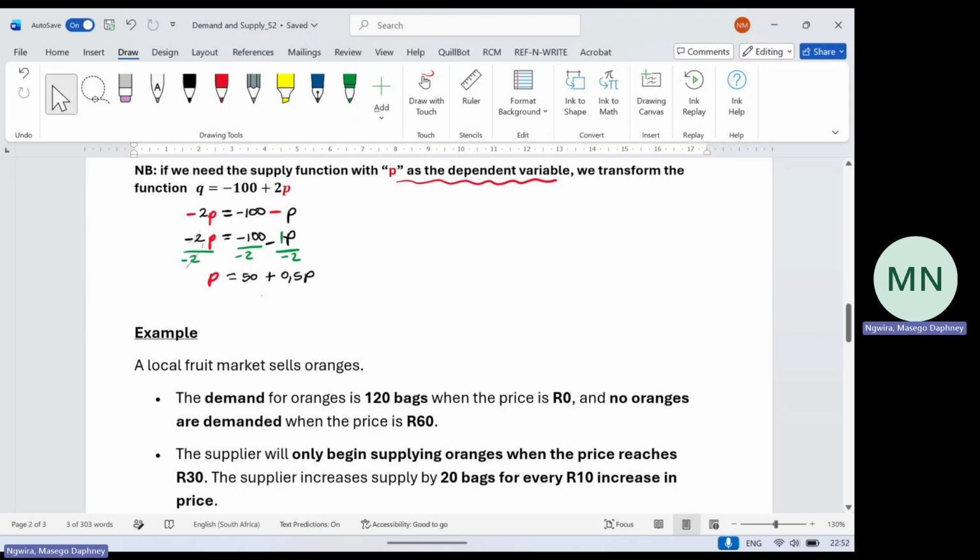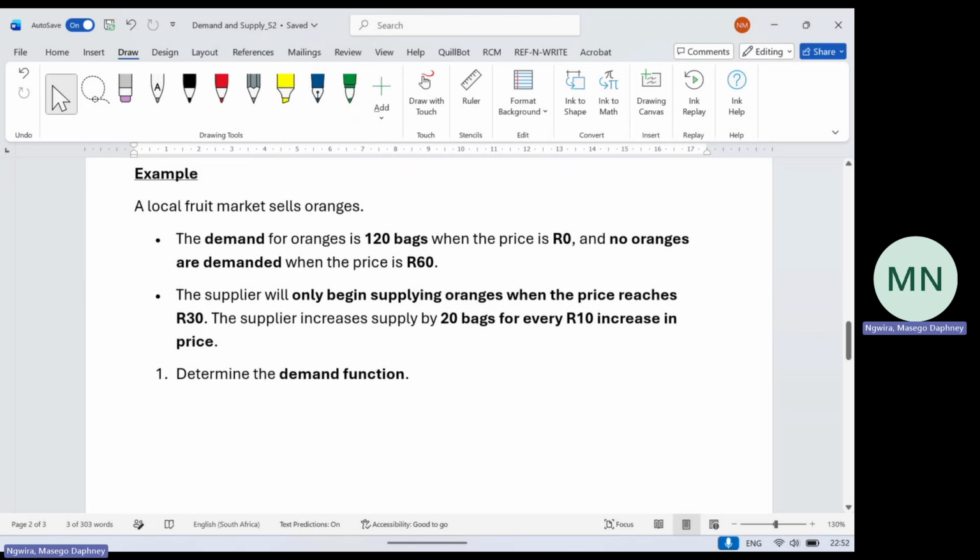And then now let's move on to the example. The example here says that a local fruit market sells oranges. The demand for oranges is 120 bags when the price is 0. So for this one, they're saying 120 bags when the price is 0 rand. Remember 120 bags, that's my quantity. So it means my Q here is equals to 120, when the price is 0 rand.